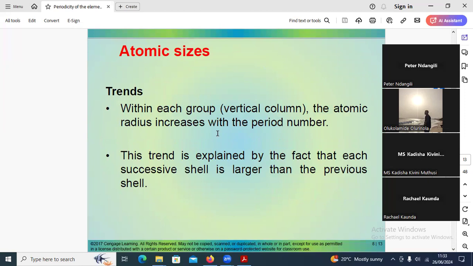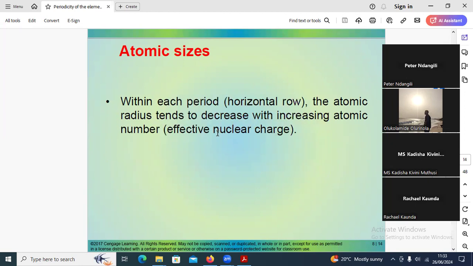So what are the trends in the atomic sizes? When you go down a column or down a group, the atomic radius is increasing. And this is due to the increase in the number of shells as we go down a group. What happens when we move across a period? You'd expect the atomic radius to decrease because of the increase in the effective nuclear charge. That's how we can explain it.